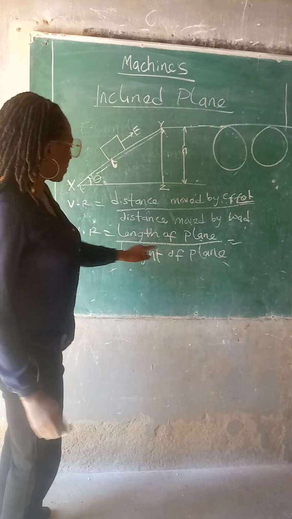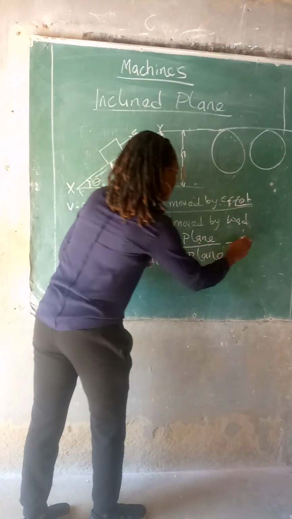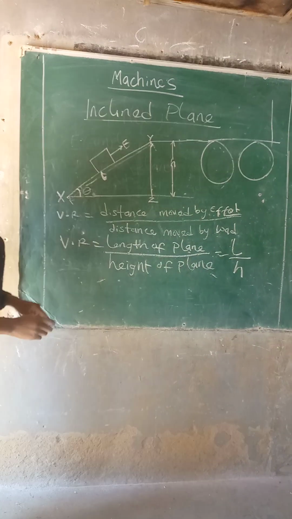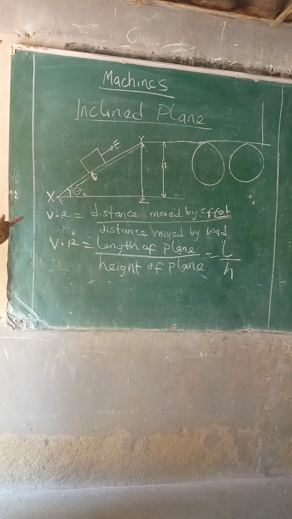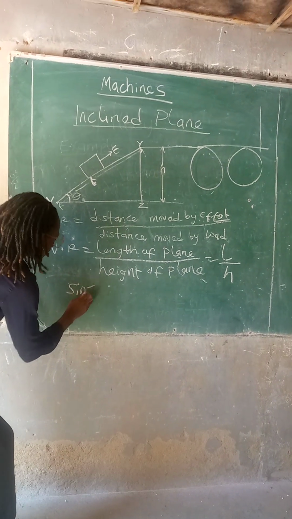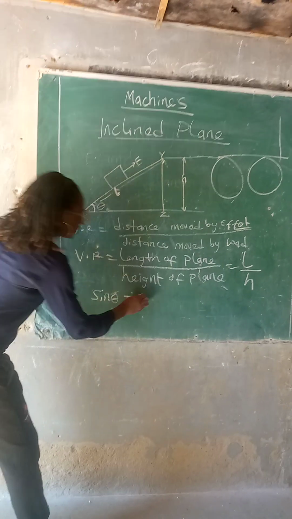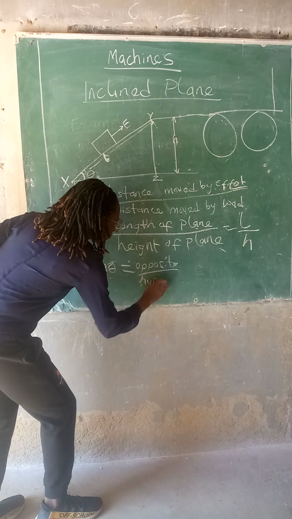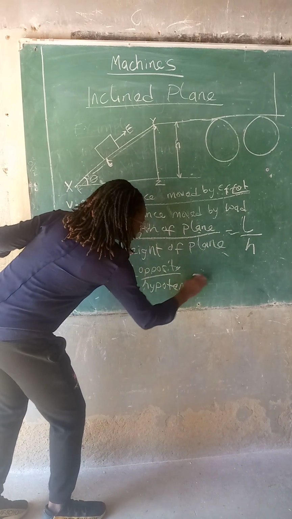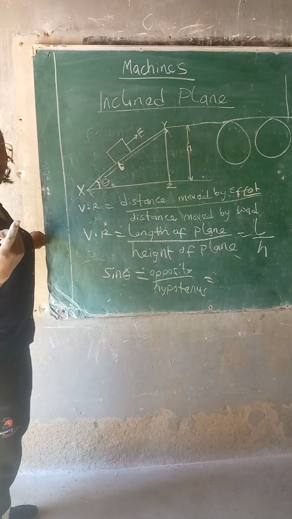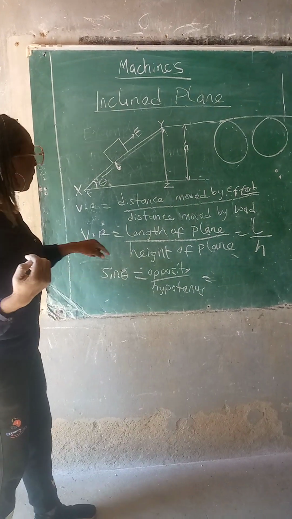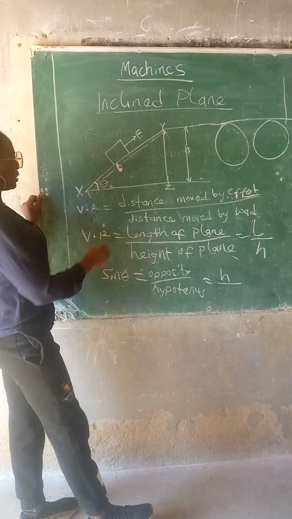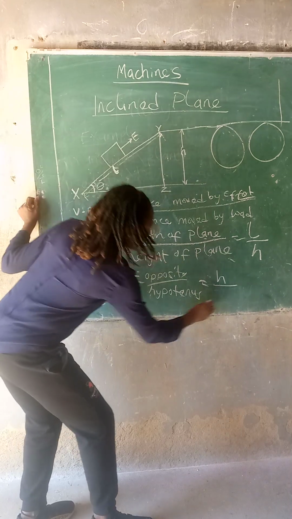Now if we abbreviate this, the length of the plane is L, while the height of the plane is H. But if we remember our SOHCAHTOA, we are using sine theta. We have sine theta equal to opposite over hypotenuse. I don't know if my spelling of hypotenuse is correct, but please pardon me if it is not. Opposite is H, the height, and the hypotenuse is L.